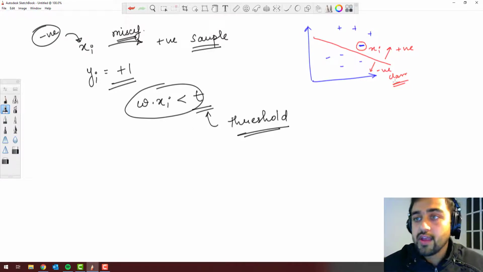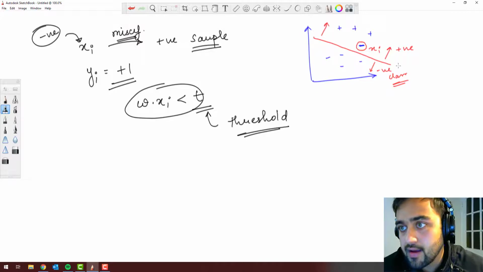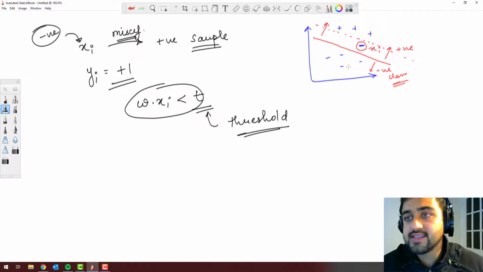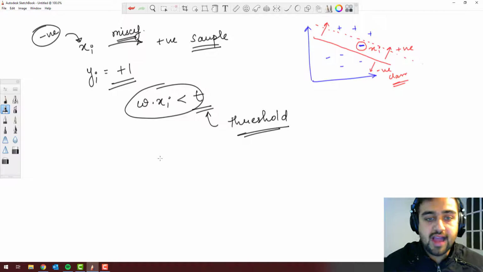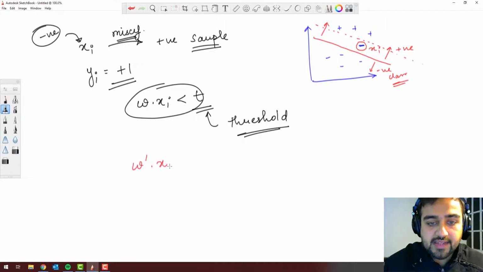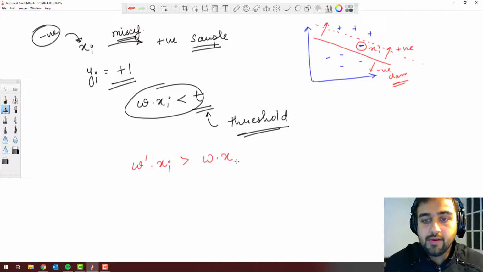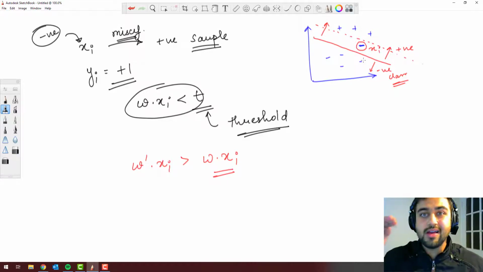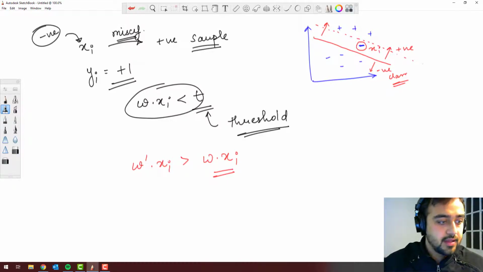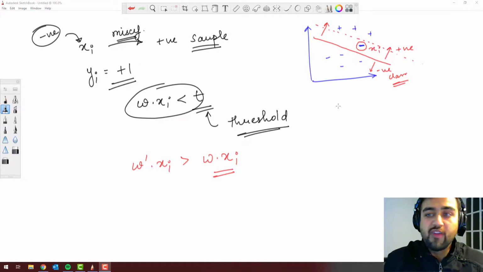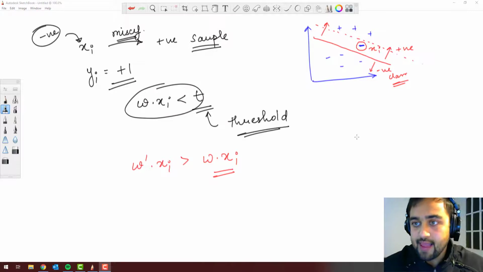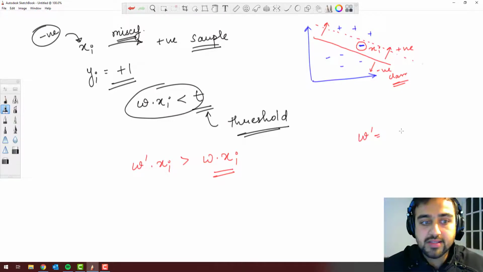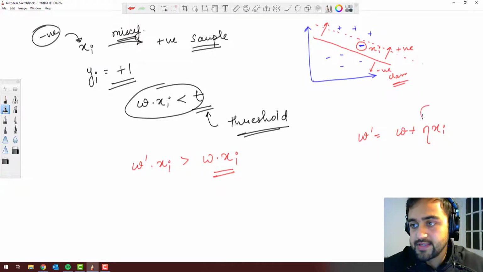So we see that as it has been classified as a positive example, wxi obviously is less than t, right? So if we want to move this decision boundary above this, so as to bring it someplace here, so that our classification of the two classes is perfect, we need to get a w dash such that w dash xi is greater than w into xi, right? Hence moving the decision boundary towards xi or possibly above it. So we need to calculate a new weight vector. This is achieved by calculating a new weight vector such that w dash equals w plus eta xi, where eta ranges between 0 and 1.